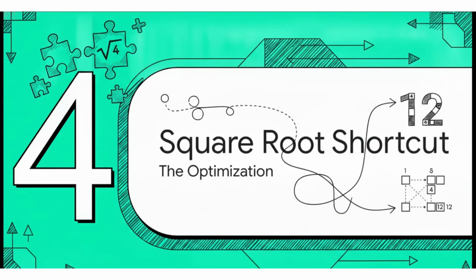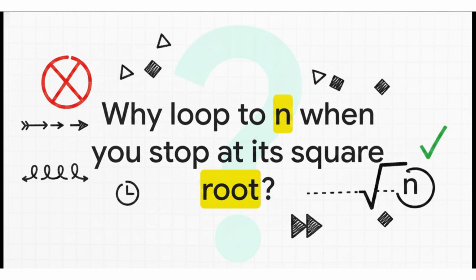Section 4. The square root shortcut. Let's look at our third puzzle and a truly massive code optimization. If we want to find the divisors of a number, iterating through every single integer all the way up to n is a complete waste of time.